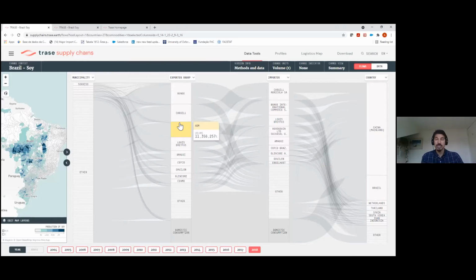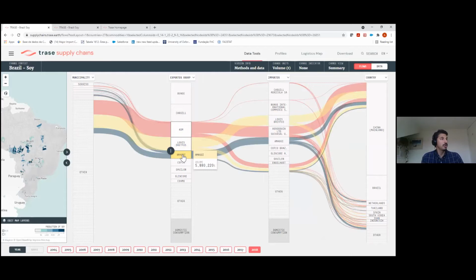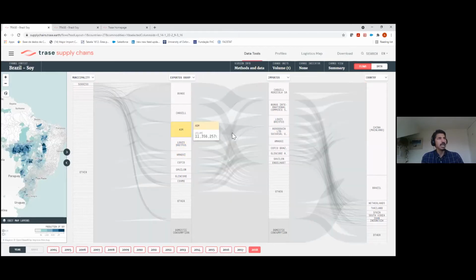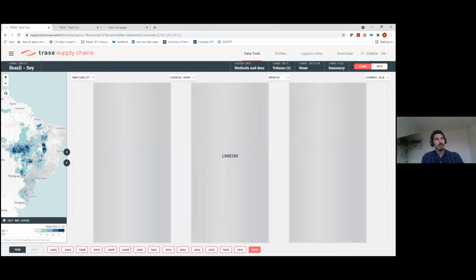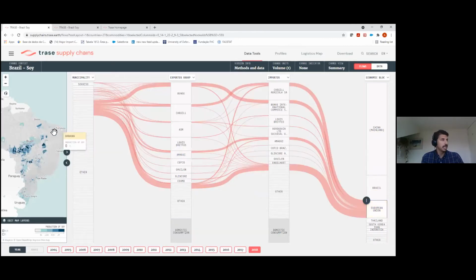So for example, if we are interested in one single company, let's say, for example, Amaggi or ADM, we can just click here on ADM and we can see exactly where ADM sourced or bought their soy from in Brazil and where exactly it's going to. The same way that we can do this for one company, we can check many other companies in the supply chain. And we can also do the same for the countries of destination. So for example, here we have China, Brazil, Europe. If I click here on Europe, we can see exactly where the soy that Europe imported from Brazil came from and which are the traders involved.